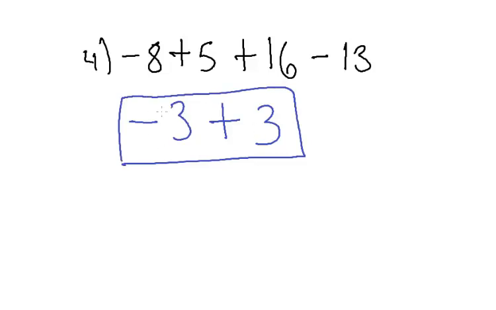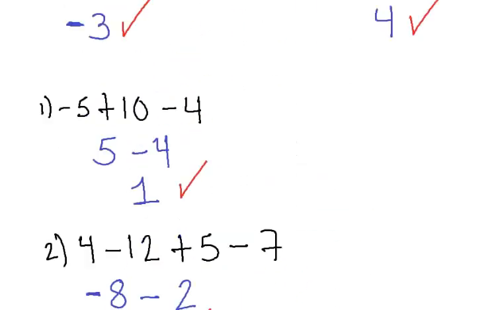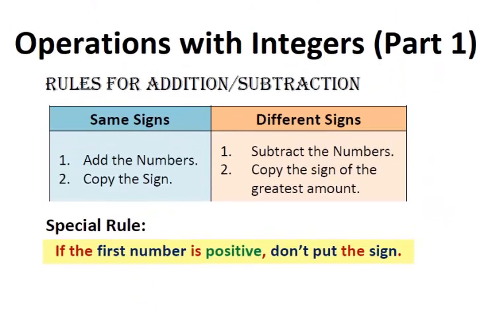They have different signs, so I am going to subtract them. And I copy the sign of the greatest amount. But in this case, none of them is greater. I know that when I subtract them, 3 minus 3 is going to give me 0. So for 0, I don't need a plus, I don't need a minus. It's just 0. That will be the answer. That is how we perform operations, at least additions and subtractions, with integers.